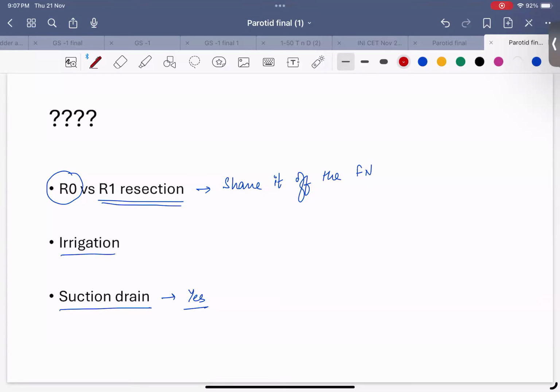Extracapsular dissection will be done only for superficial lobe lesions, but in adequate we can do even for the deep lobe. The main difference is that in adequate parotidectomy you trace the facial nerve. You preserve the facial nerve and remove the tissue surrounding it with a sleeve of normal tissue. In extracapsular, you don't identify and separate the facial nerve separately. You just go around the lesion and remove it. So that is the main difference.